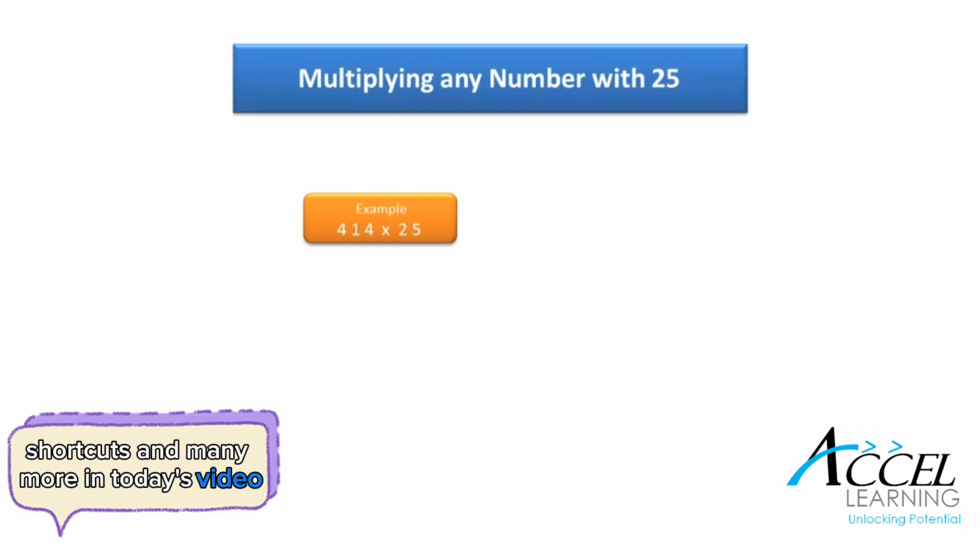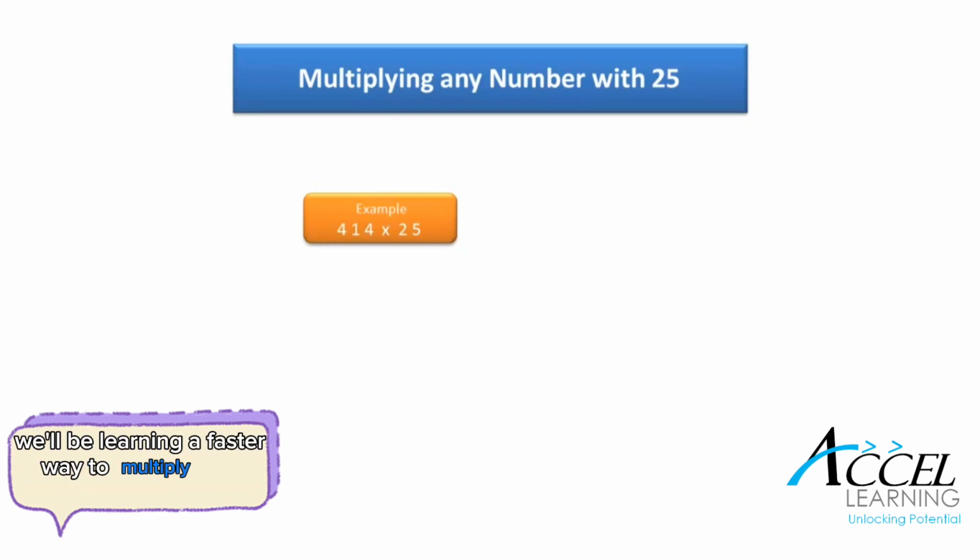In today's video, we'll be learning a faster way to multiply any number with 25. In this example, 414 times 25.